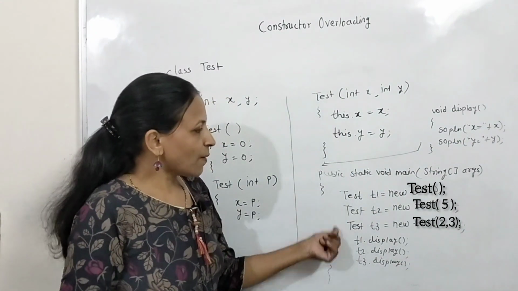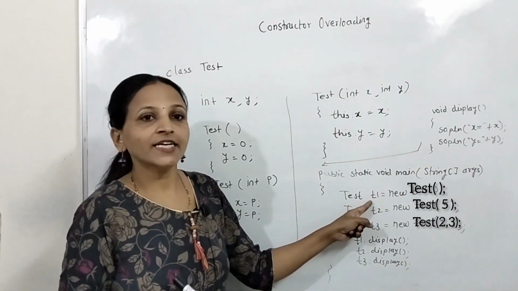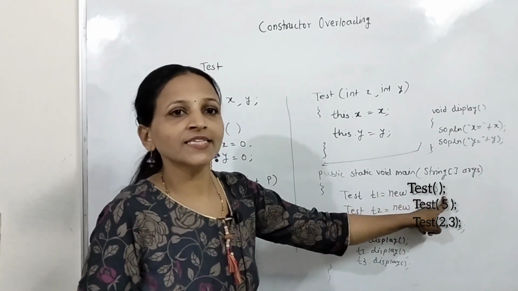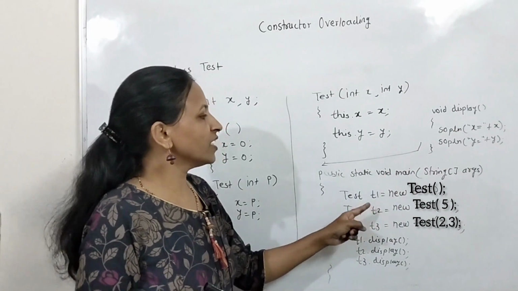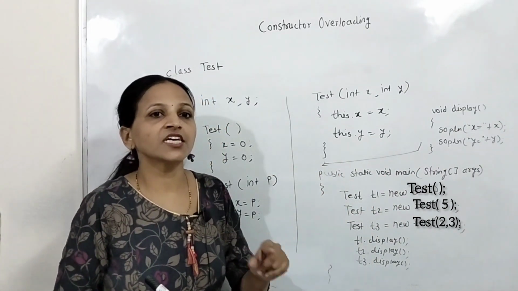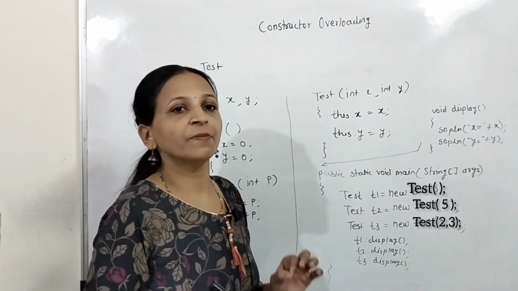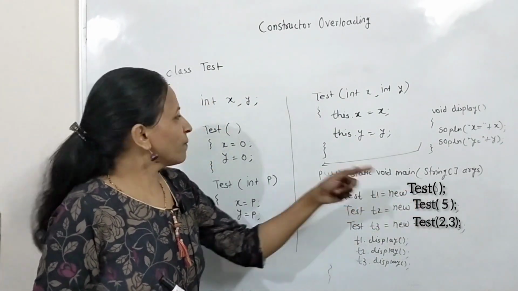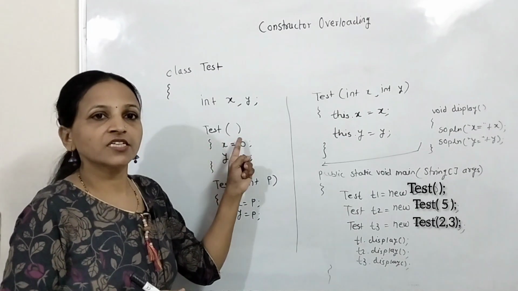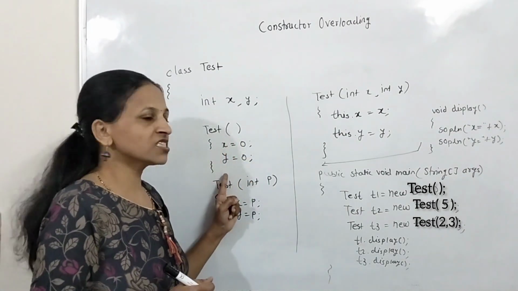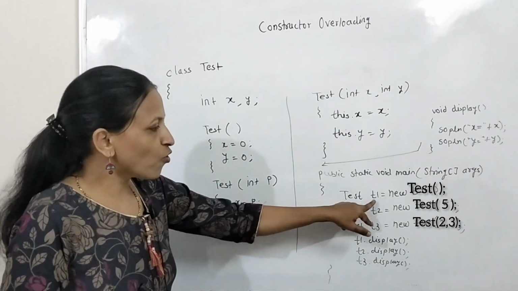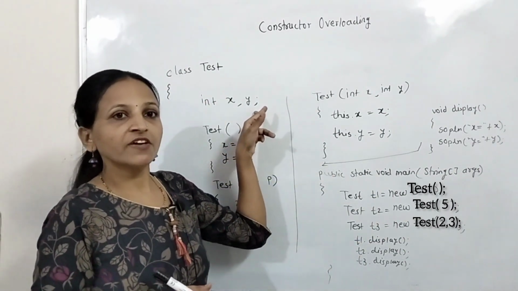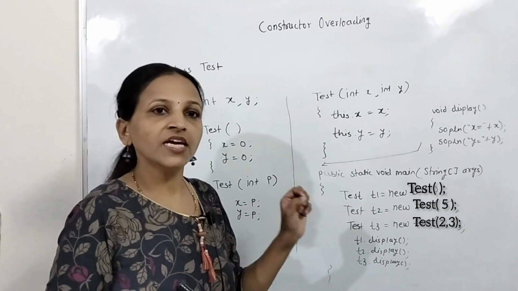Now see what will happen. First we have created object t1 = new Test, but I am not passing anything here. Automatically the constructor which is taking 0 arguments, that will be called. Here see, what is the perfect match? This one. This constructor is not taking any argument, that's why this constructor will be called. And for object t1, whatever x and y, for those variables value 0 will be set.